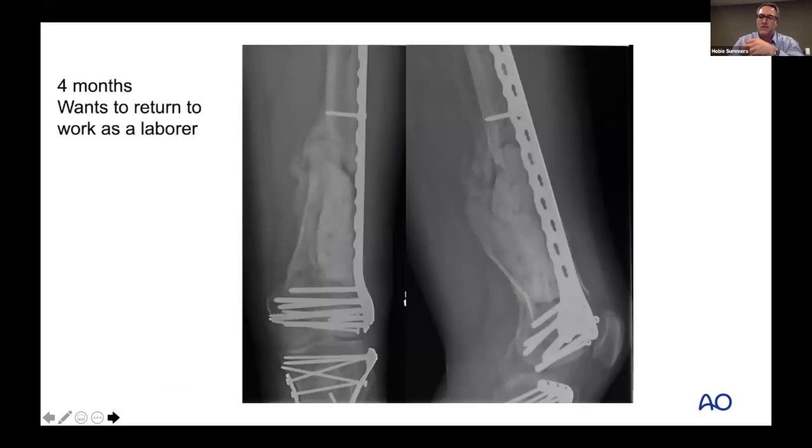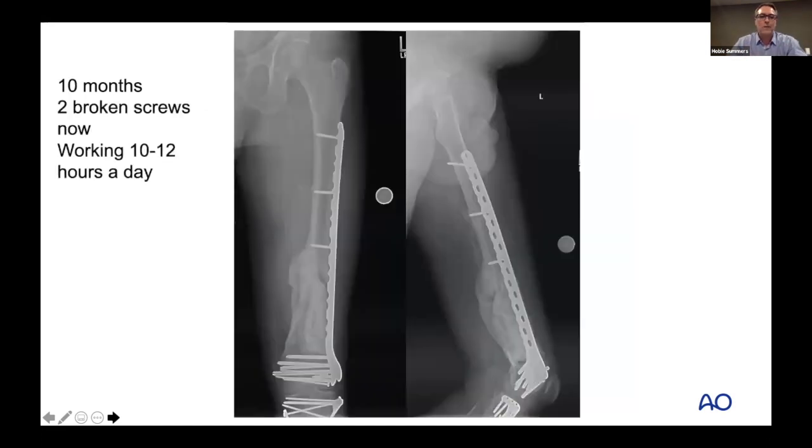Now, this guy is like an iron worker. He's on his feet like 14 hours a day, and he wants to go back to work. He's not having any pain. He's walking. He's not failed any of his fixation. He's making healing bone. So I'm like, fine, go back to work. Here he is at 10 months. Now, at 10 months, this screw is broken and this screw is broken. So he's got 2 broken screws in the diaphysis.